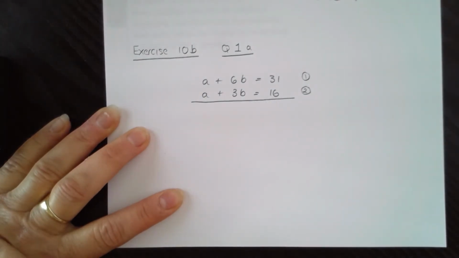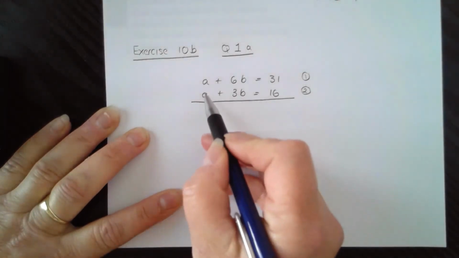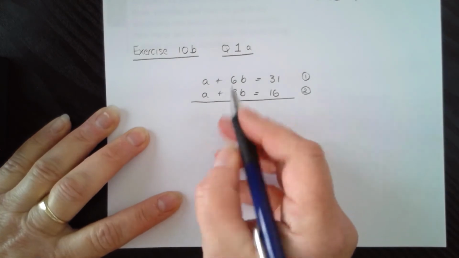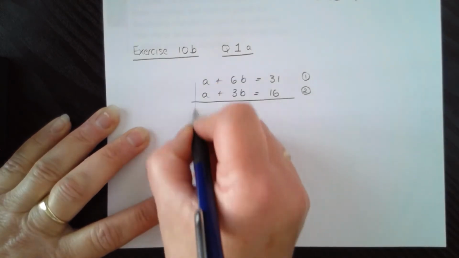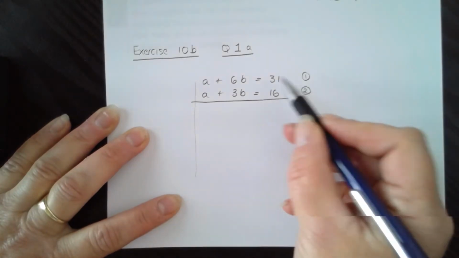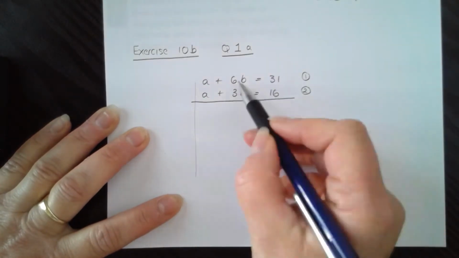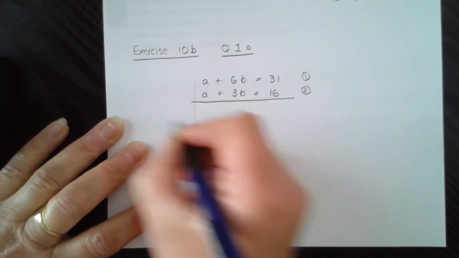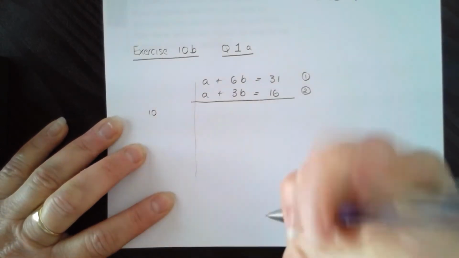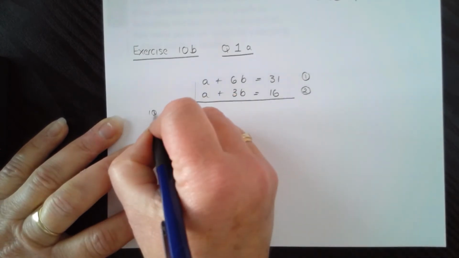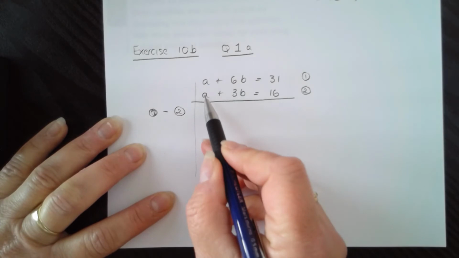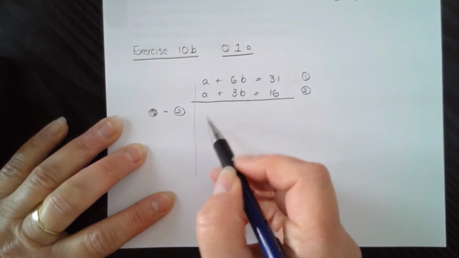So I can see here that there is no difference between the a's, so if I subtract, I will eliminate a. I'm going to do equation 1 take away equation 2 because it's the biggest number and I will end up with a positive number of b's. So equation 1 take away equation 2, a take away a is nothing, it's been eliminated.